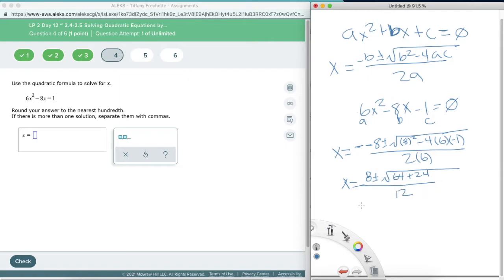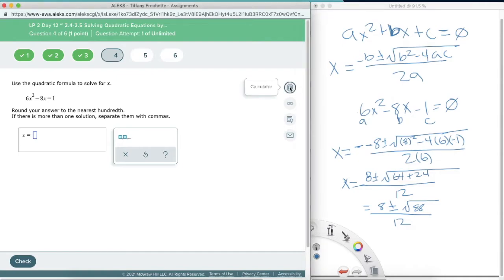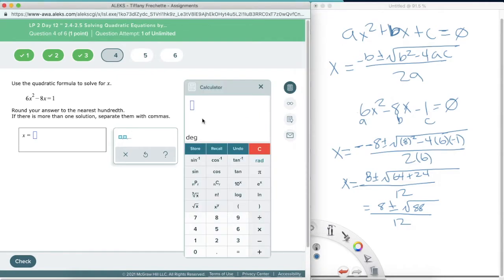So 8 plus or minus, let's see, we have 64 plus 24, and that gets us 88 over 12. All right. The next part here does say round to the nearest hundredth. So they do not want me to leave it in radical form. So I'm going to come back to my calculator here, and I'm going to go 8 plus the square root of 88.